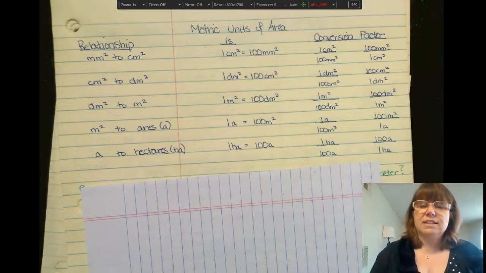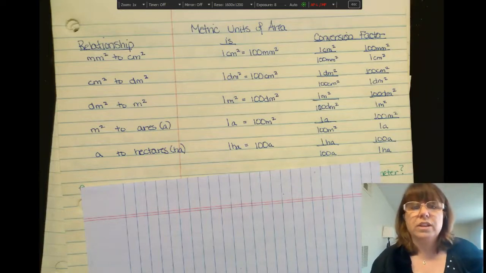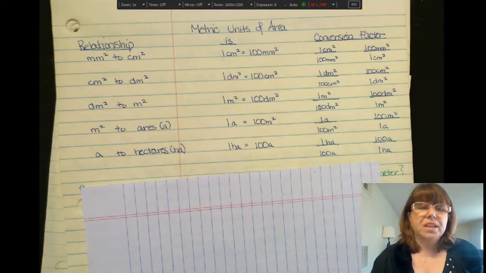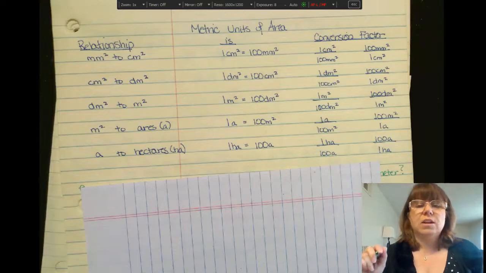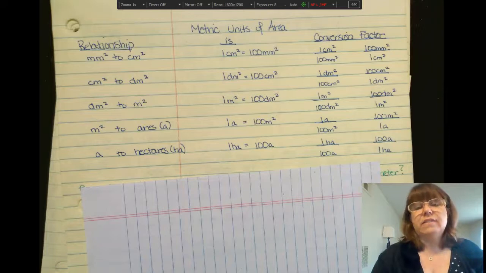Metric units, I think, are simpler to work with because it's all powers of 10. Meter squared to ares squared, or ares, is 1 are to 100 meters squared. 1 are to a hectare, 1 hectare is 100 ares. So you see nicely the conversion factor is the larger unit to 100 of the smaller unit.